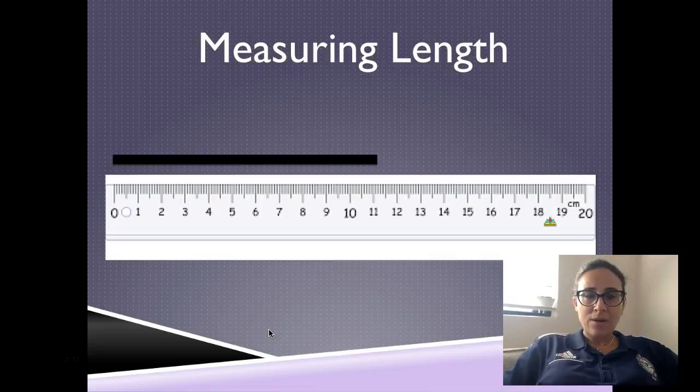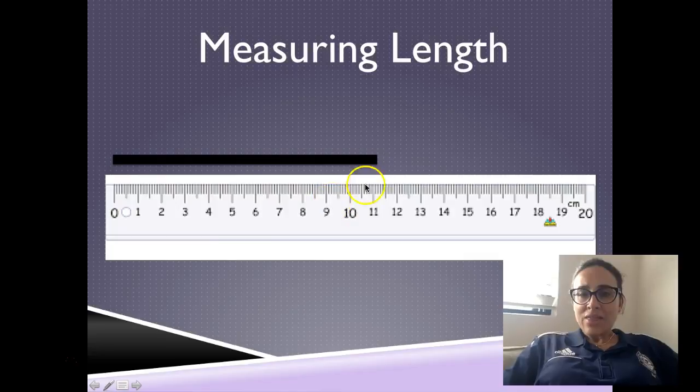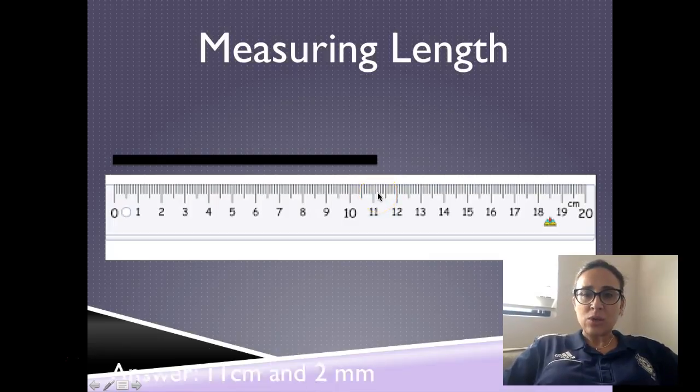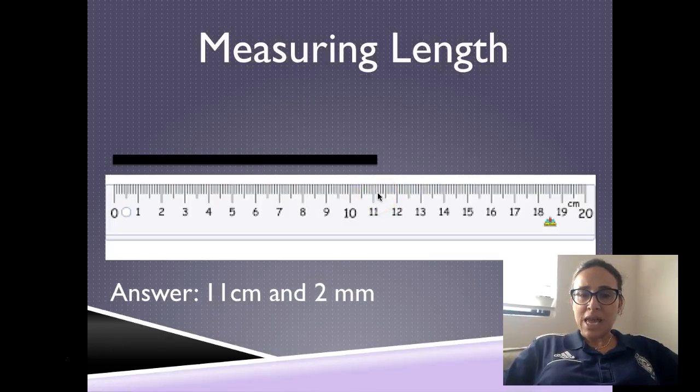And here we have our next line, and it starts again at the 0, and this time you've got to be very careful. It appears to be at the 11, but it's actually a little bit further. It's actually here at this stroke, which is the second one past 11, so it is 11 centimetres and 2 millimetres. Again, you can write this using a decimal point: 11.2 centimetres.